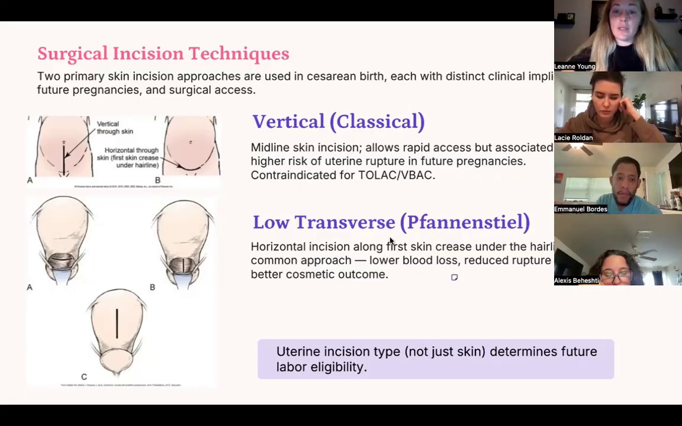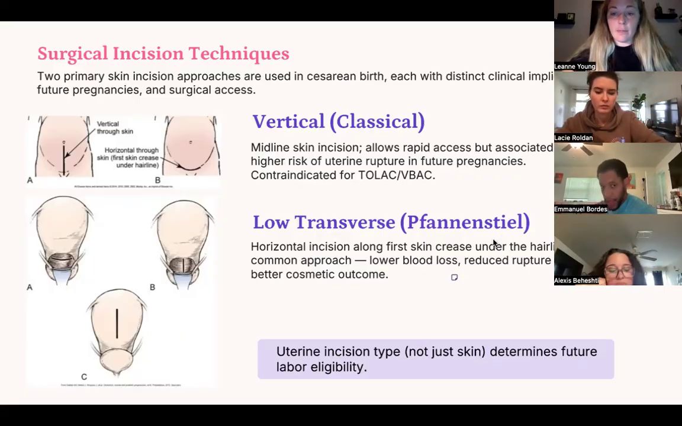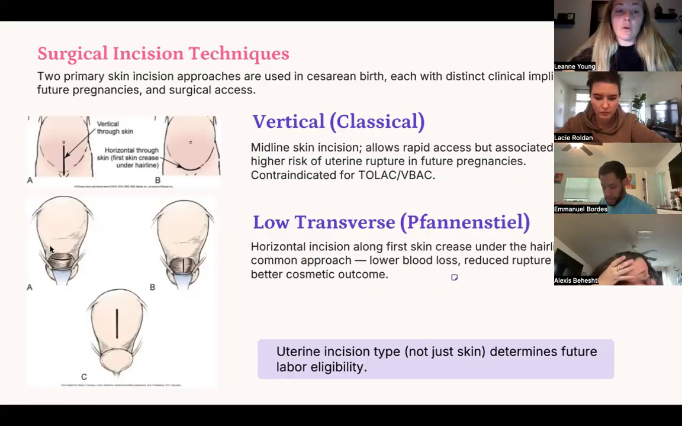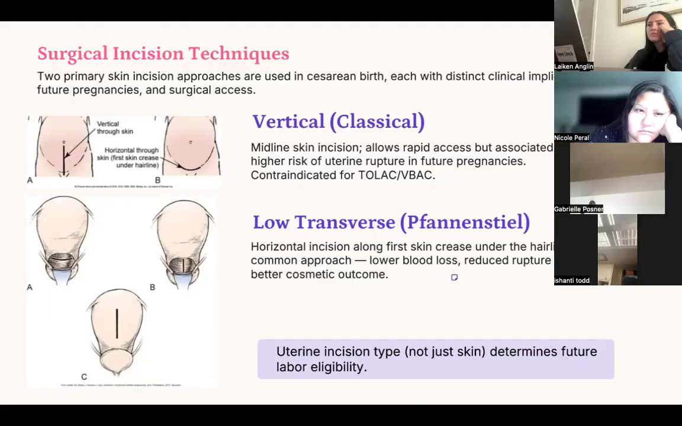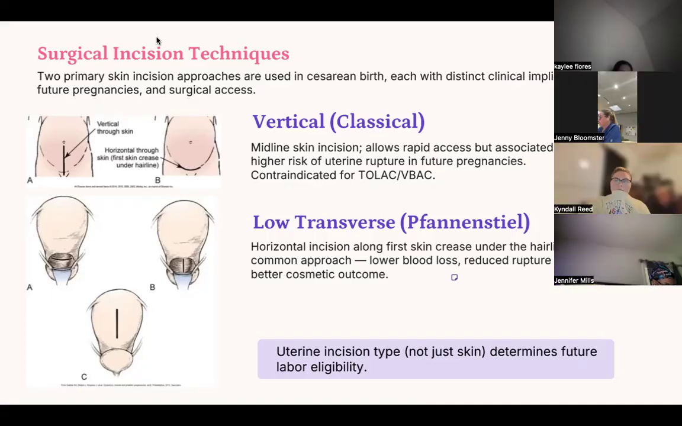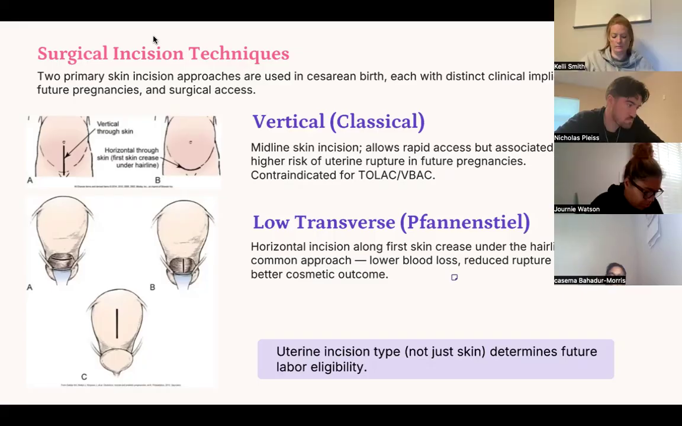A low transverse incision, I'm not going to try and say that word there. This is a normal incision that runs horizontally along the first skin crease under the hairline of the pubis. It's the most common approach. It's associated with lower blood loss, reduced risk for uterine rupture in subsequent pregnancies, and it also is more preferable from a cosmetic approach. Moms usually prefer to have this. It's a little bit smaller. Usually you can hide it under underwear or a bathing suit bottom. It's not as large of an incision.